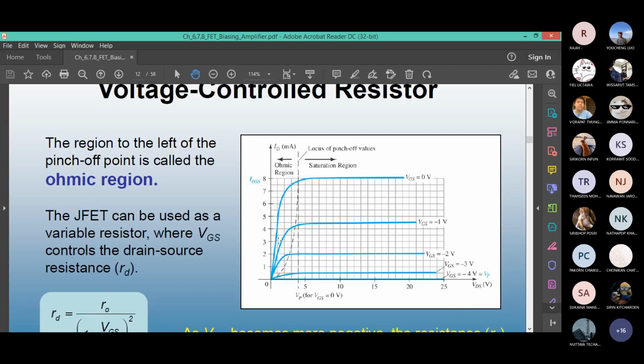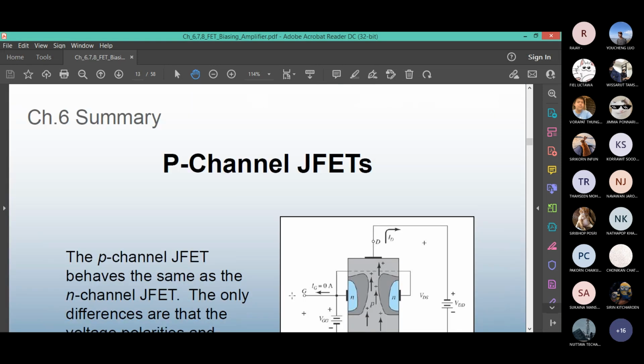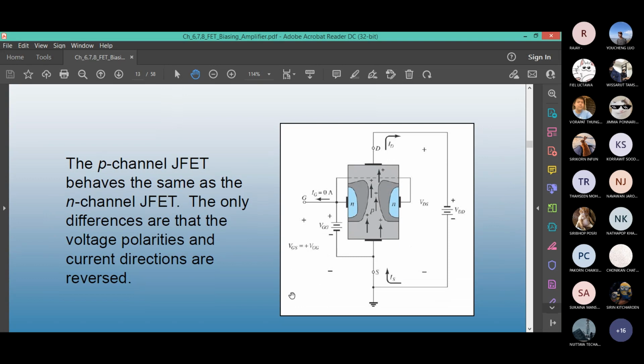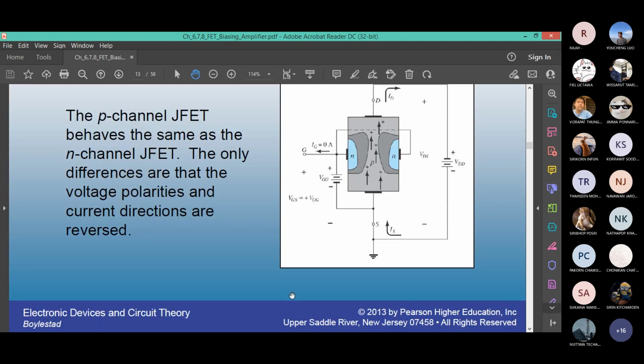The left region of the pinch-off point we call the voltage controlled resistor region because the current increases almost linearly as you keep increasing the voltage. And when you hit the pinch-off point, the current hits the maximum value. It will not increase any further. We did not do any problem with P-channel JFETs, but the idea is you reverse all the polarity and current direction. The image of any graph will be the mirror image of what you can see for an N-channel JFET.